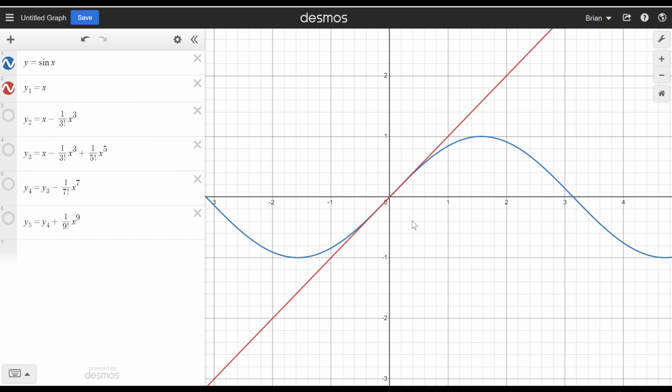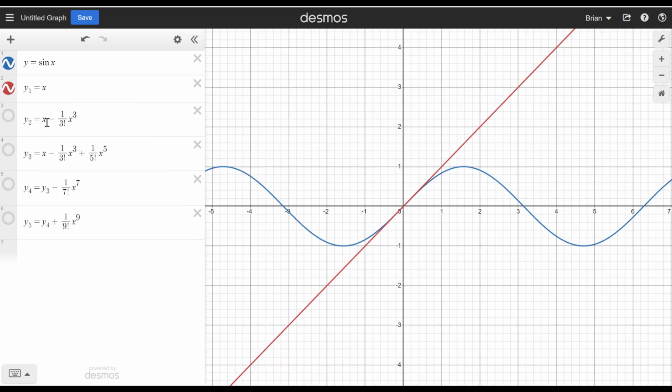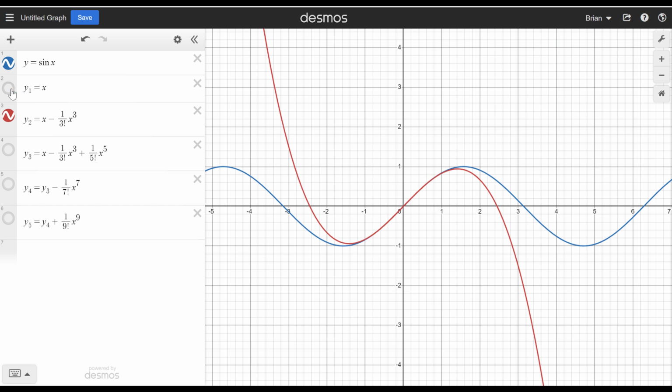Now, if we add the term negative 1 over 3 factorial x cubed to our line y equals x, notice that the estimation spreads a little further from the origin. So now when we're at about negative 1.5 radians to positive 1.5 radians, this cubic polynomial does a really good job estimating the sine function.